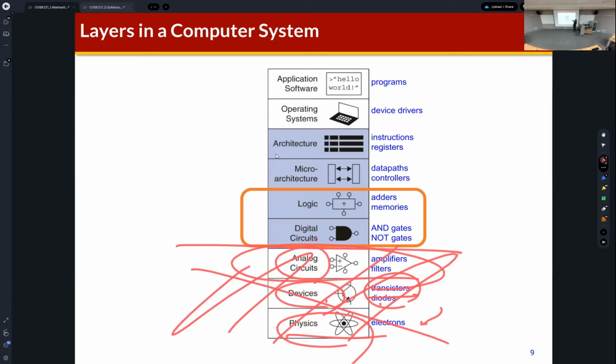In this course, we will learn the basic concepts of digital circuits and basic knowledge of digital logic: adders, memories, and AND gates, NOT gates, something like that. We will learn this part because it is required for understanding the entire computer system. Above these layers, you can find microarchitecture and architecture. We will learn about architecture and microarchitecture in the computer architecture course.